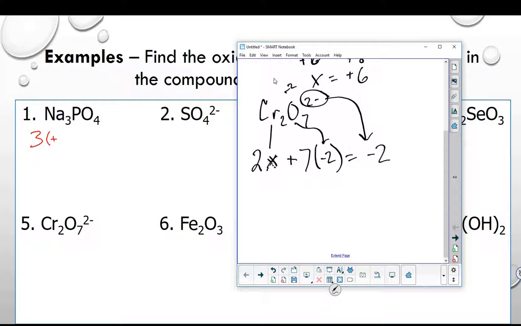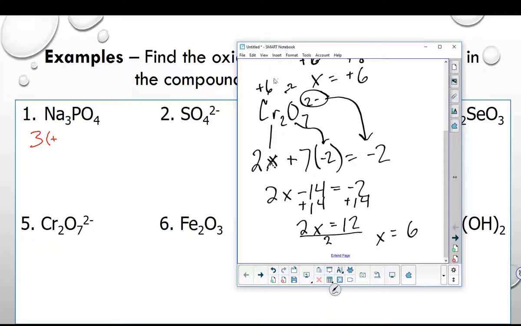Okay, now trying to simplify, 2x minus 14 is going to equal -2. Add 14 to both sides. We get 2x equals 12. Divide both sides by 2, and x is going to equal 6. So here, chromium is a +6 each. Okay? So it's just algebra. We're just doing math.